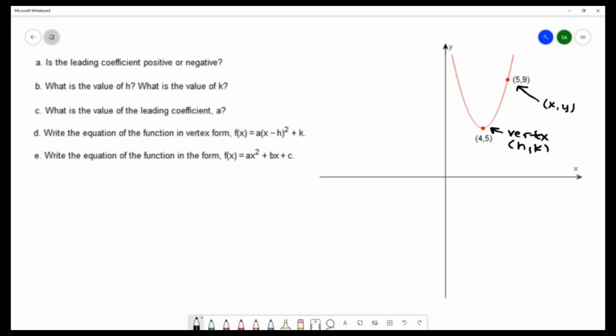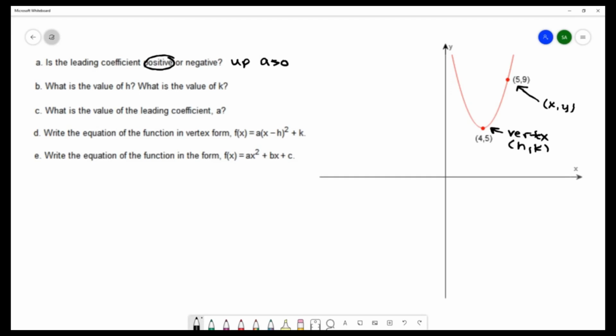So the first question says, is the leading coefficient positive or negative? Now, we're looking at this graph, we can see that this parabola is oriented up. So because that parabola is oriented up, we know that our leading coefficient a is going to be greater than 0, or positive. So by the orientation of our parabola, we know that a, our leading coefficient, is positive.